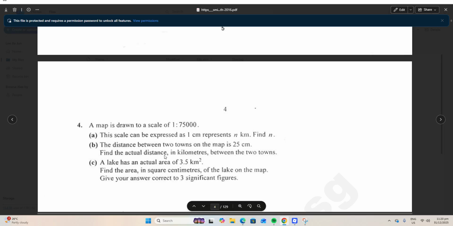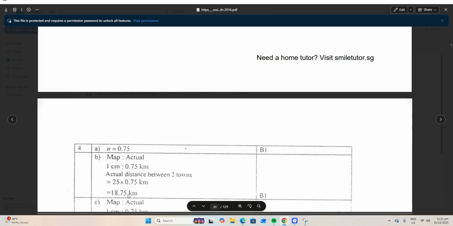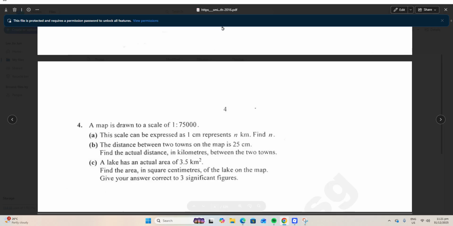The distance between two towns. So I found n already. The distance between two towns on the map is 25 cm. Find the actual distance. So in other words, actually no, you use part A to find. So you found n already, right? 1 cm equals how many kilometers already, right? So the actual distance will be aka what? n times 25. n is this times 25, so this will give you this. Okay, next question, let's take a look.